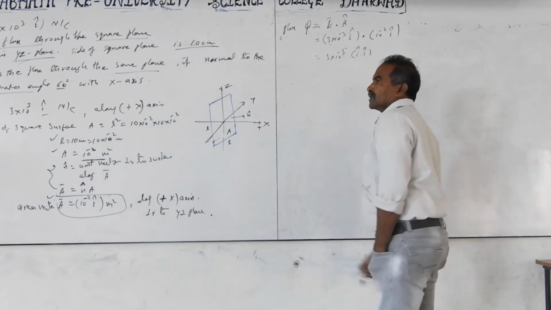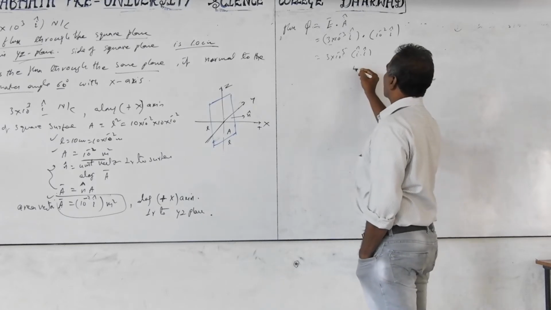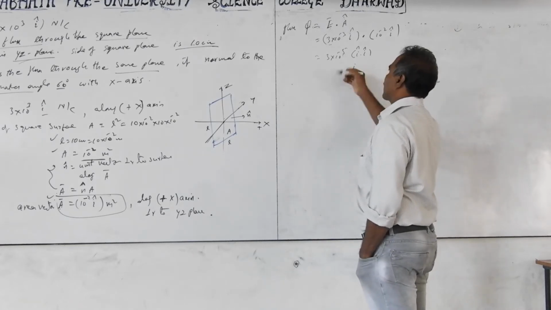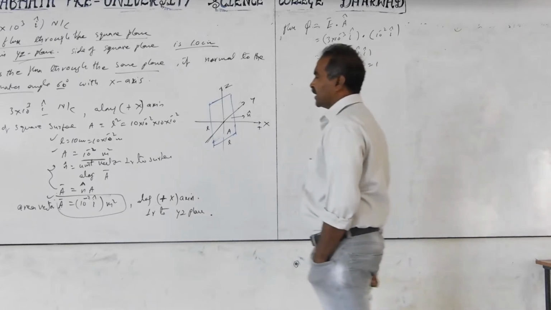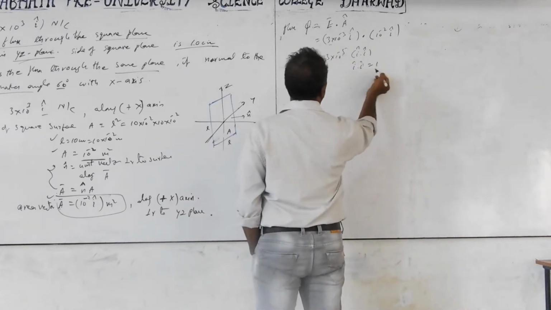I dot I is 1. In the examination, you only need to mention what I dot I is, and you can go directly for the result. The dot product of a unit vector with itself is 1 into cos 0, because the angle between I and I is 0, and cos 0 is 1. Therefore, the result is 1.